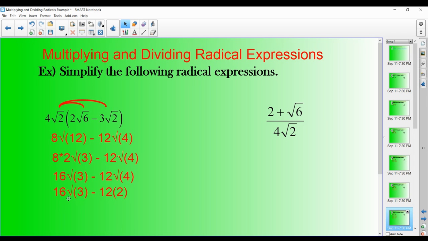Okay, we can't simplify this first expression anymore. So the first term stays. So 16 root 3 minus 24. Okay, I got rid of all the square roots I could. I don't have multiplication anymore besides this term, and this term doesn't simplify anymore. Now the second one, I'm going to do the same thing.